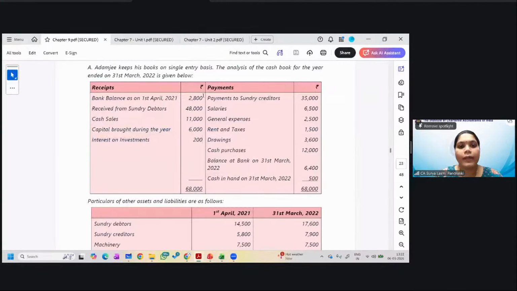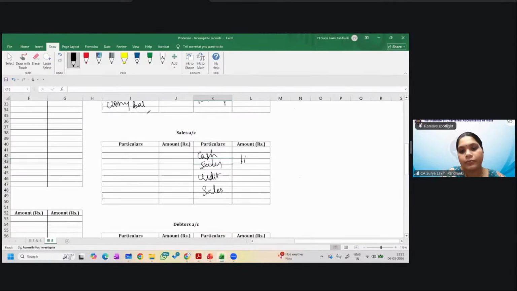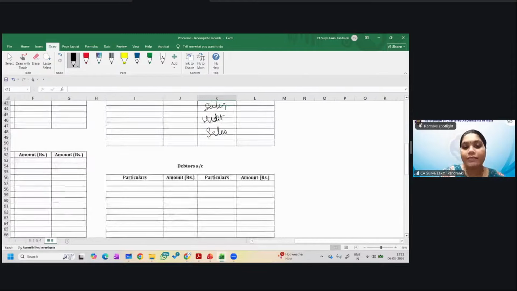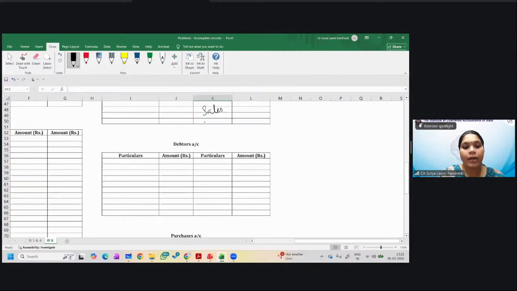Now, look at the cash book. What are the cash sales we have? 11,000. Right? Okay. If we know the credit sales, then we will know the total sales account balance. For knowing the credit sales, we will have to do the debtors account, right? That's how I told you it is interlinked. One account after the other, if you do, you will know the final balance.